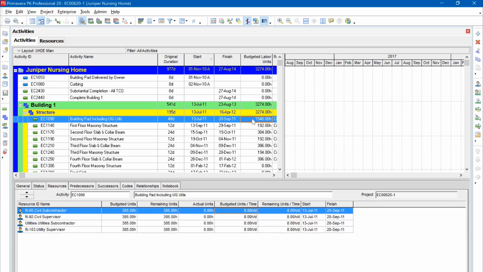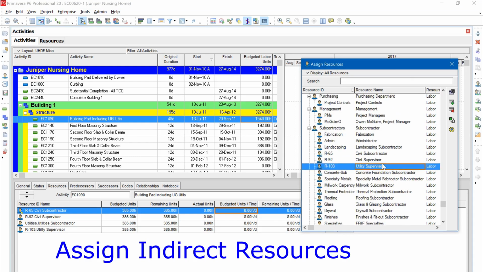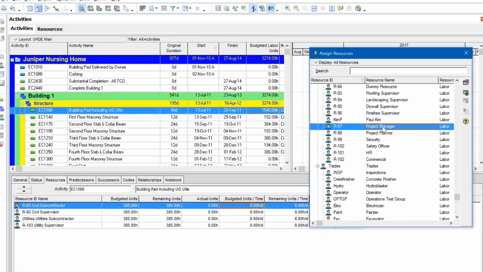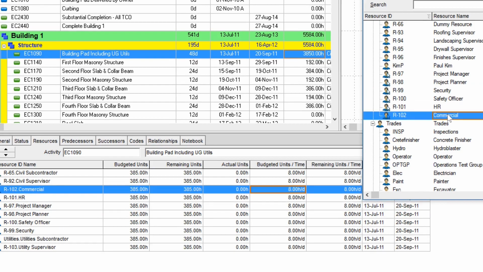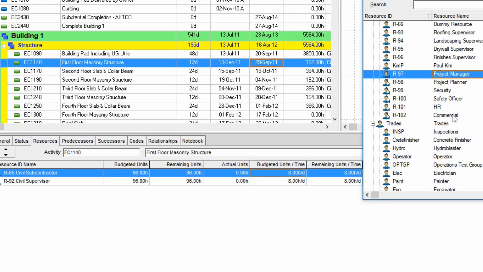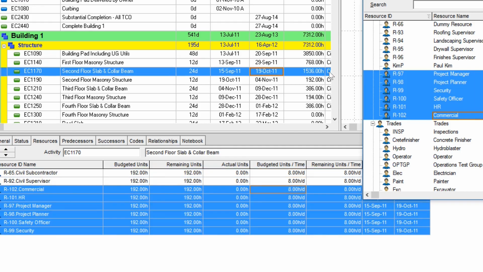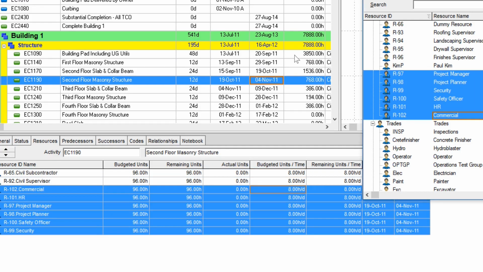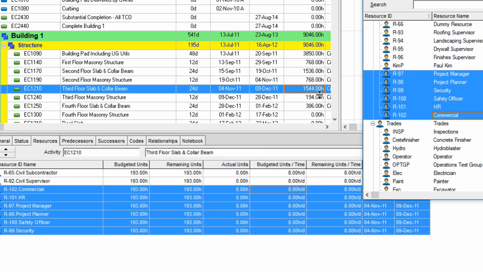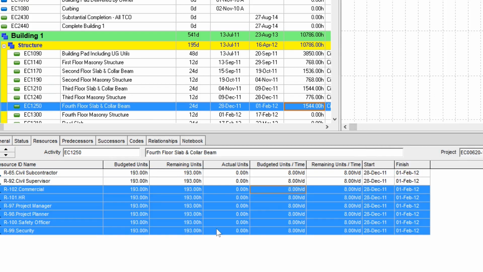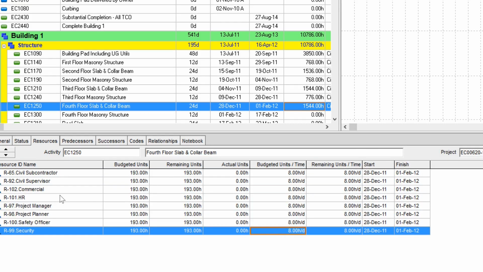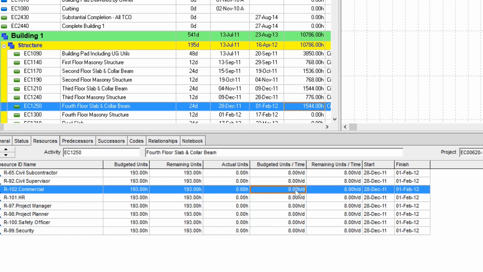The third practice is almost the same as this one. So let's see how it works. The planner assigns all the indirect resources as well, like project manager, project planner, security, safety, HR, commercial. The same people get assigned to all activities. So as you see here, budget man hours get calculated based on the duration of the activities and get higher and higher. In most of these practices, the planner realizes that 8 hours per day for indirect resources doesn't make sense and it has to be changed.